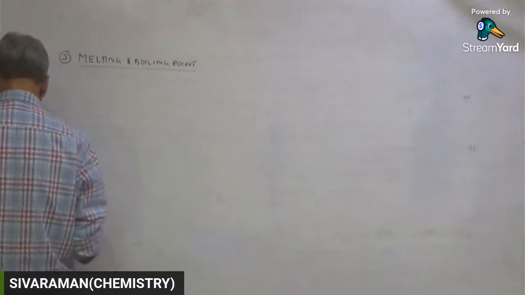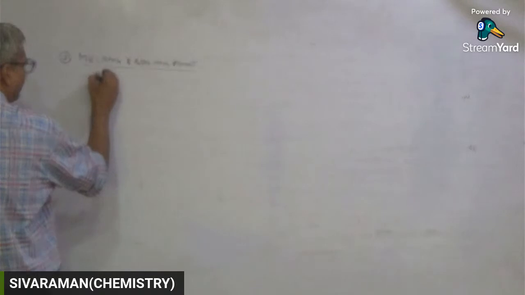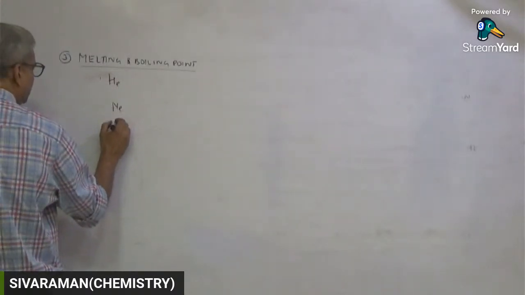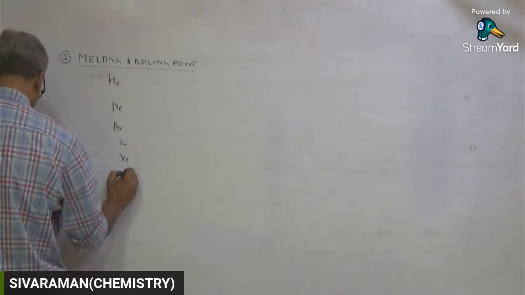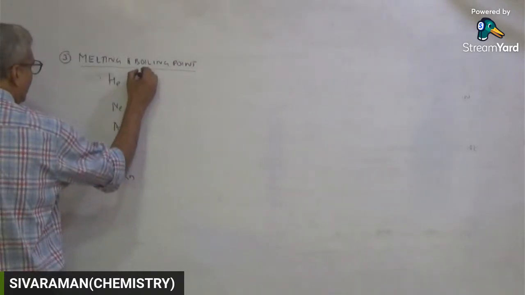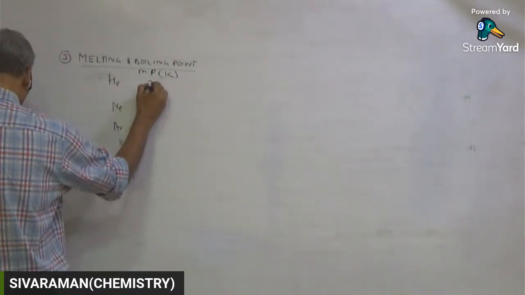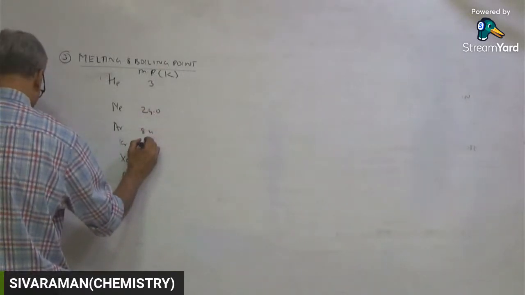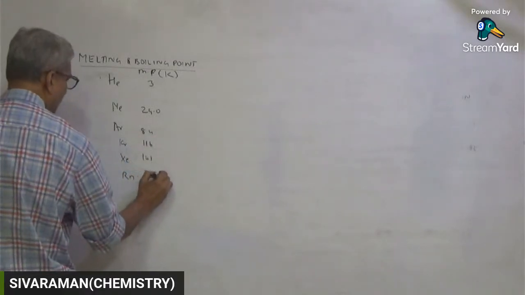So we talk of melting and boiling point. When we talk of melting point, the elements are helium, neon, argon, krypton, xenon, and radon. Radon, we'll not talk much about it. Melting point in Kelvin: helium is 3, this is 24, and this is 84 Kelvin. This is 116, 161, and 212.